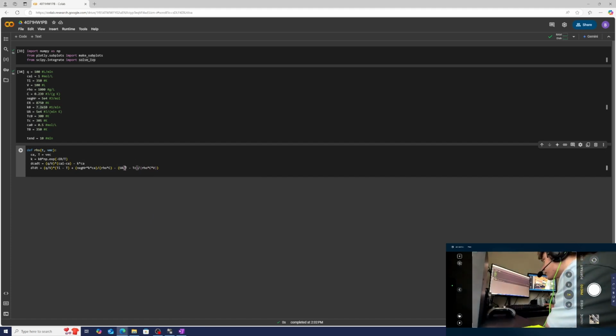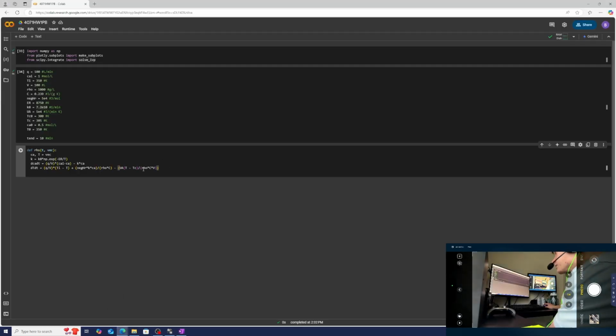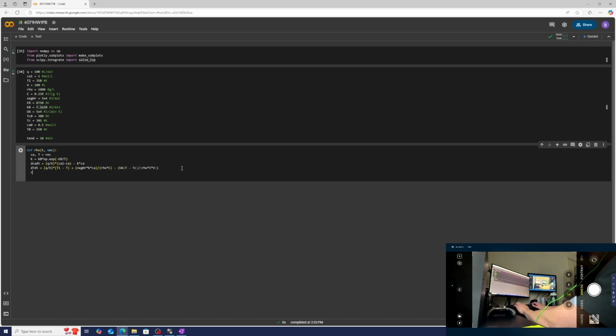Take a look quickly, see if we're missing anything. I guess we can double check the equation we just derived. So Q over V, T minus Tn, negative heat of reaction, CAK over rho C, UA, T minus TC, rho VC. So that all looks good. And from this, we will return both dCA/dt and dT/dt.